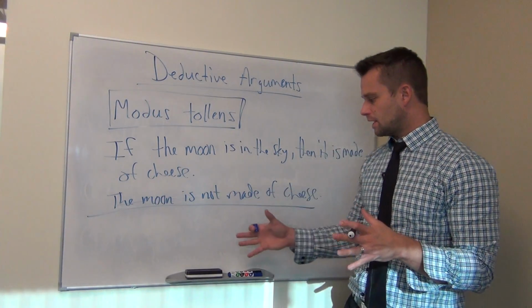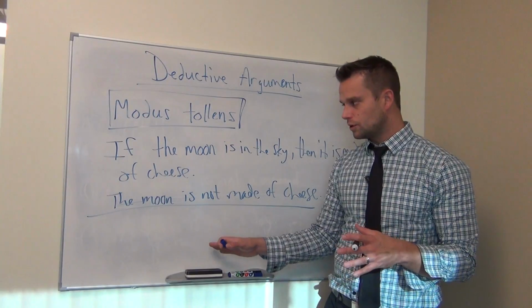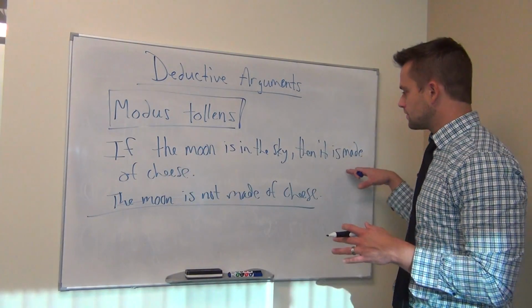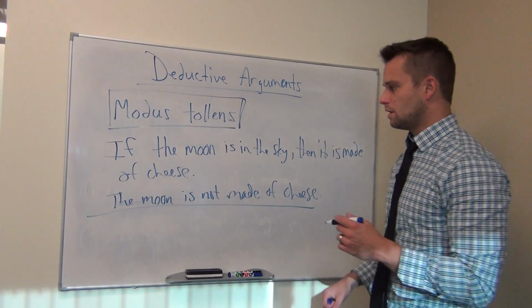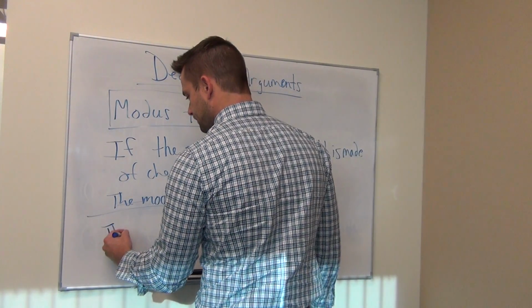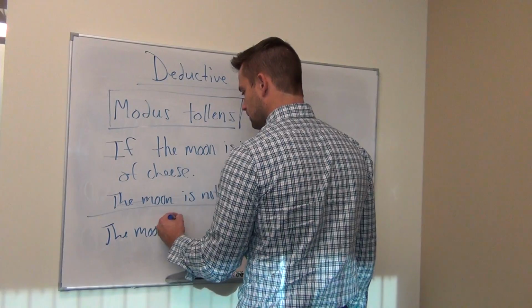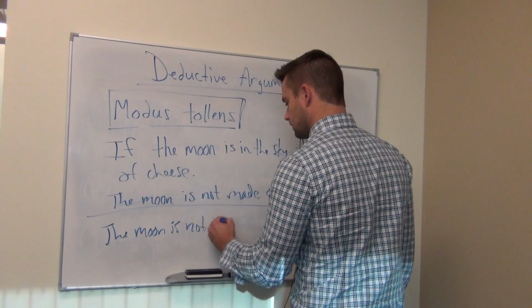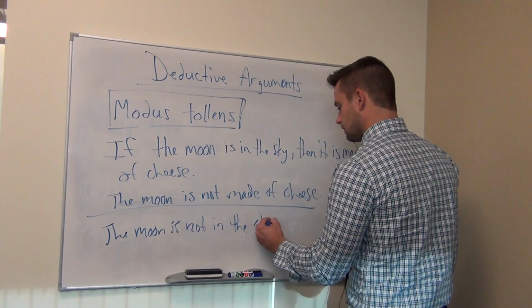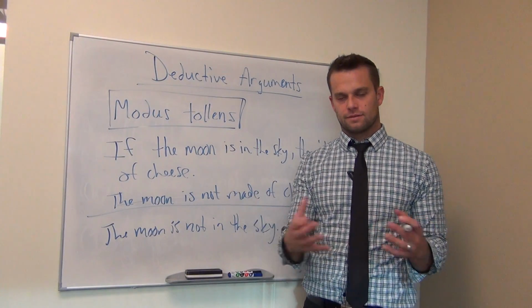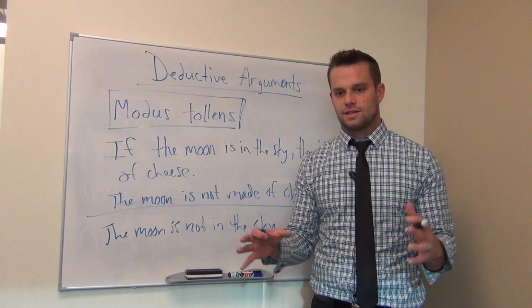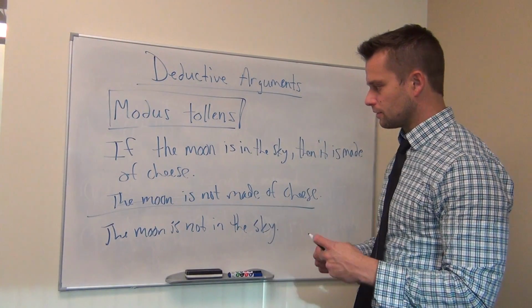So what is the logically valid conclusion that we can draw? If the moon is in the sky, then it is made of cheese. The moon is not made of cheese. Therefore, the moon is not in the sky. Now, of course, the moon is not necessarily in the sky per se. The sky itself is space. The moon is oriented in space. But let's just, again, use typical terms.